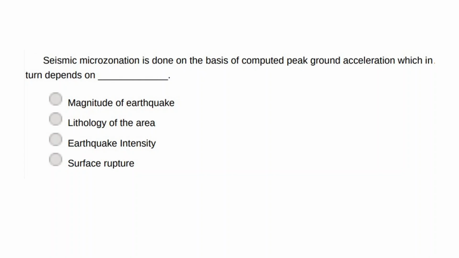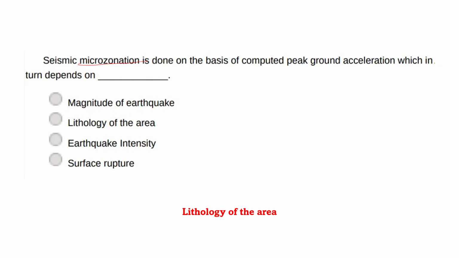Kind of, but it is basically the lithology of the area. So the thing is, magnitude of earthquake is a factor, but seismic microzonation is not magnitude zonation. The bigger zones, you can say are mainly based on the magnitude of earthquake, but seismic microzonation is done on the basis of computed peak ground acceleration. Ground acceleration is the movement that is happening during an earthquake.